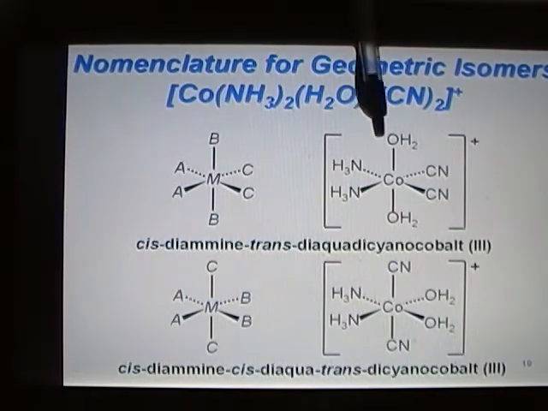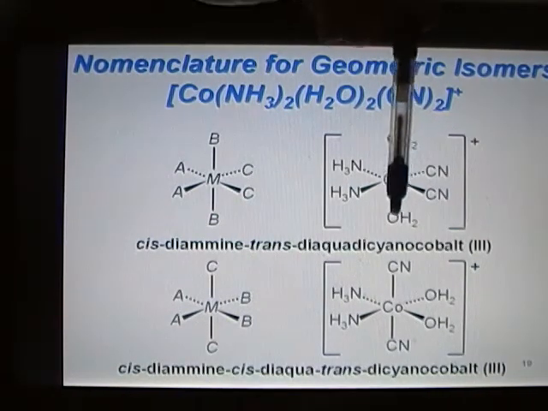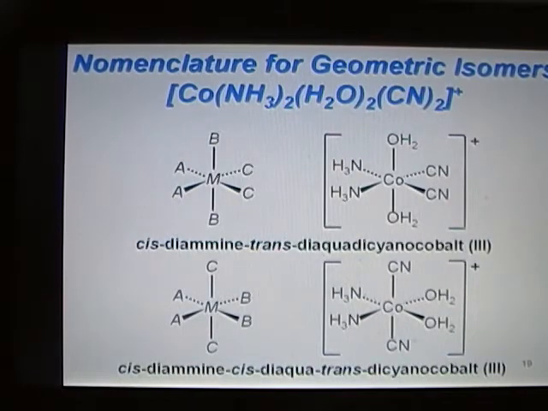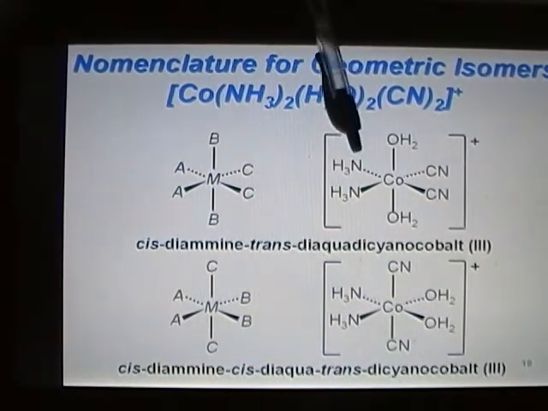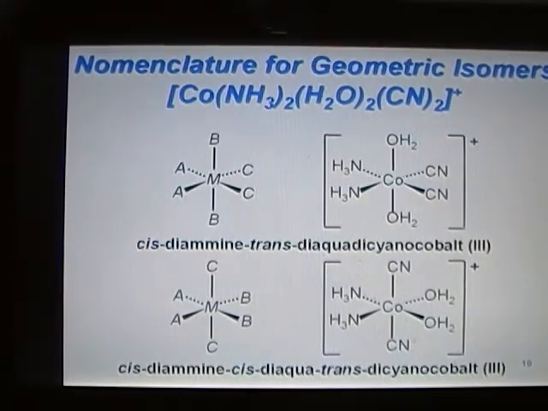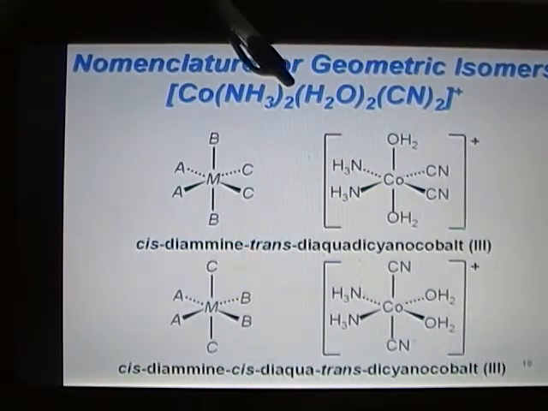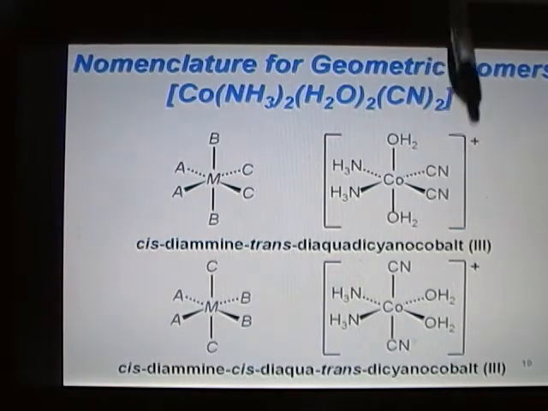In this case, we have the two waters that are 180 degrees from one another. So that's trans-diaqua. The two amine ligands are cis to one another, cis-diamine. This forces the two cyano ligands to also be cis. So the correct name for this compound is cis-diamine, trans-diaqua, dicyano-cobalt-3.